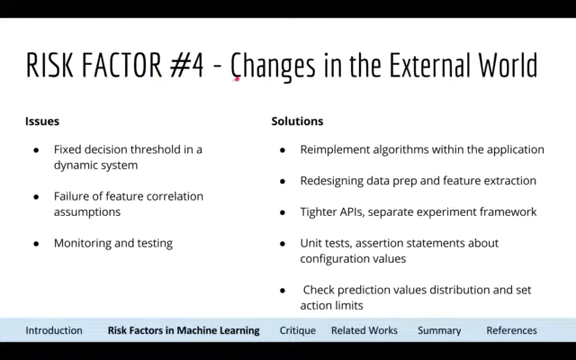The fourth risk factor is changes in the external world. Changes in the external world may affect both model input and output, accruing debt in terms of model design and expensive feature engineering. Assumptions about feature correlation can fail to hold, while hard-coded action thresholds for model output may not be desirable in the current context. It is essential to re-evaluate input and prediction distributions to recover this debt.